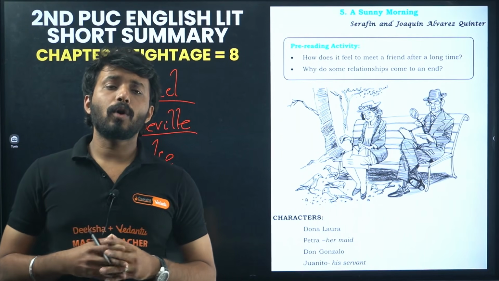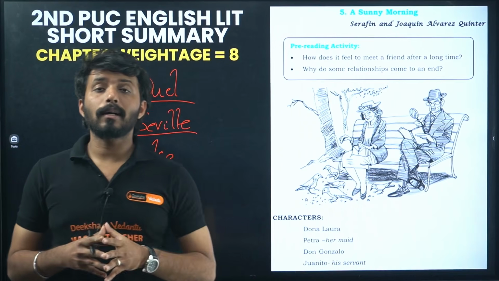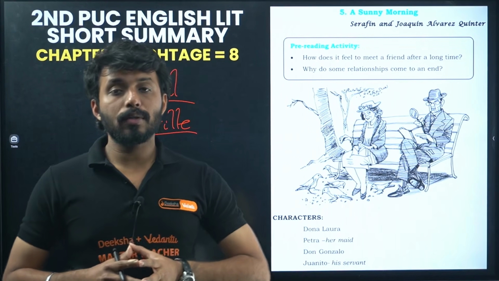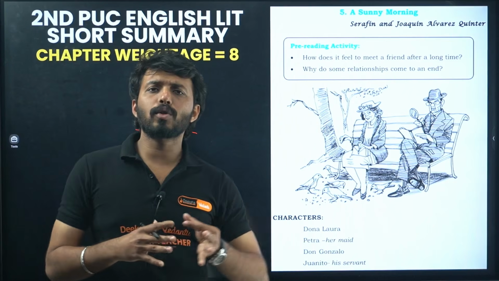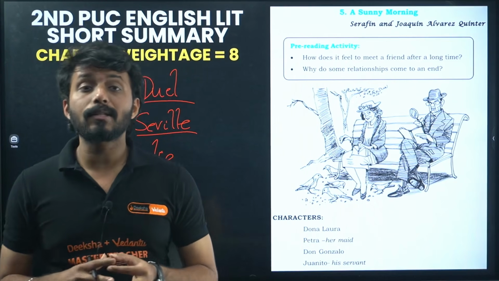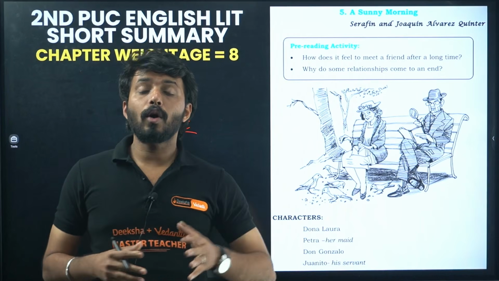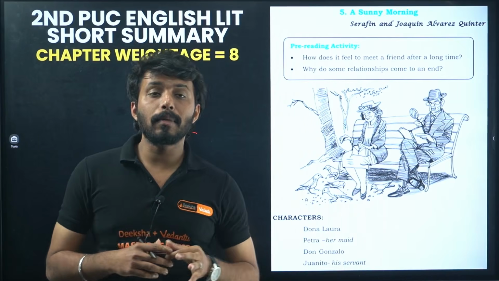And Don Gonzalo gets up, and Donna Laura also gets up. Donna Laura's helper, that is Petra, arrives. And as they wave goodbye, they also indirectly ask each other if they will ever get to meet again. And Donna Laura says that she will be coming here the next day as well, sitting in the same bench.